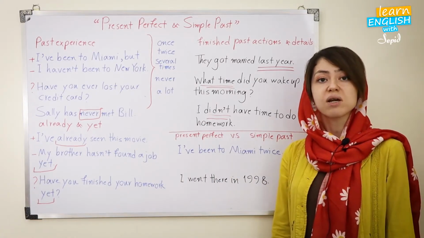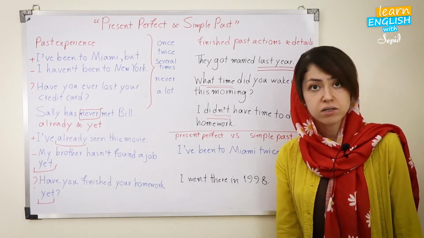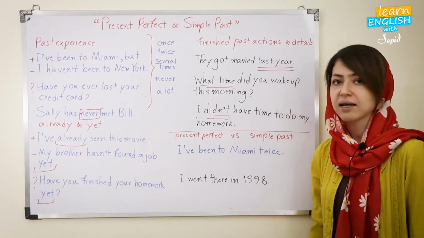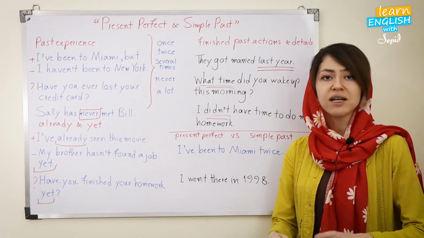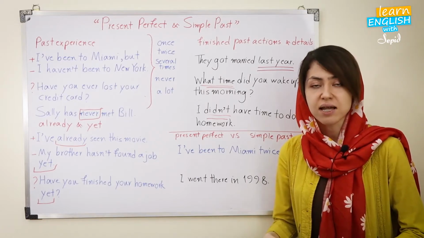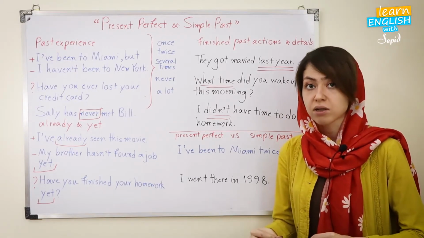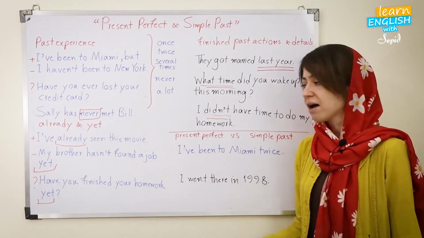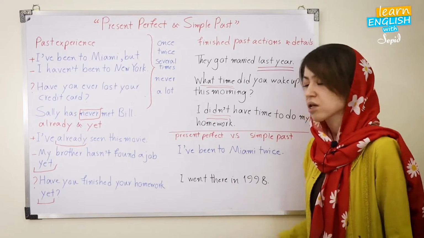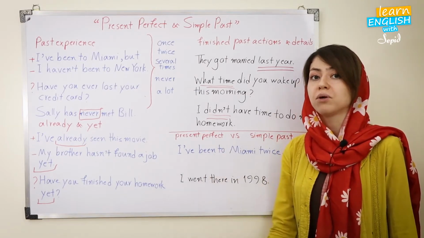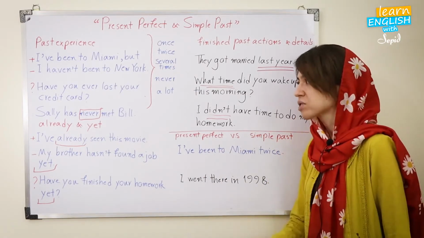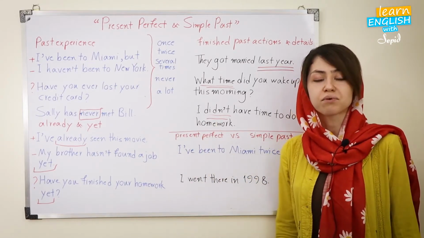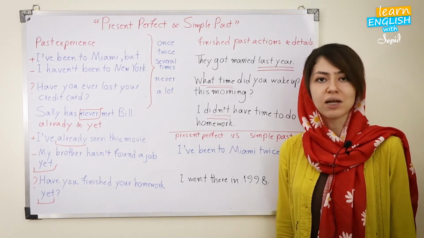Afterwards, if that person wants to give you some details, he or she would say, I went there in 1998. So for general sentences and experiences that you don't give details, you can use present perfect, but for the sentences that afterwards you're gonna give details, you can use simple past tense. That was the point. Use them, do the exercises in your book and practice them in your speaking. Let's go to the next part.